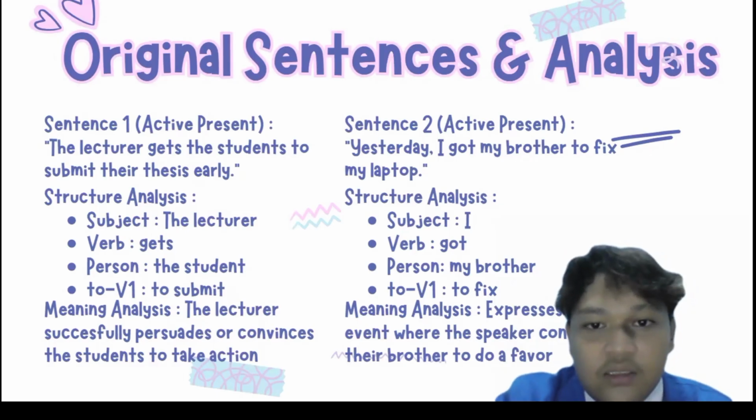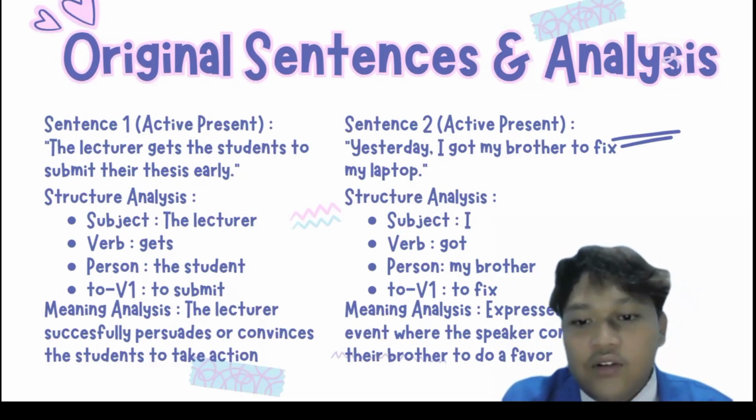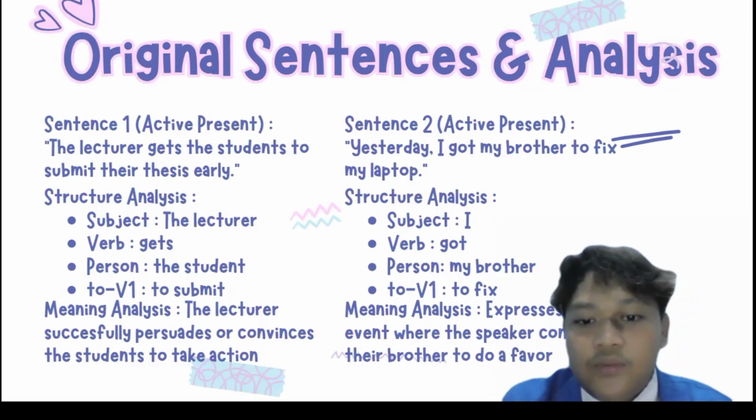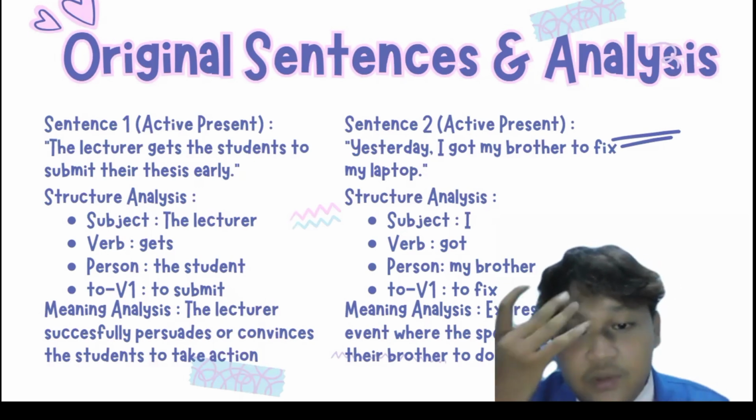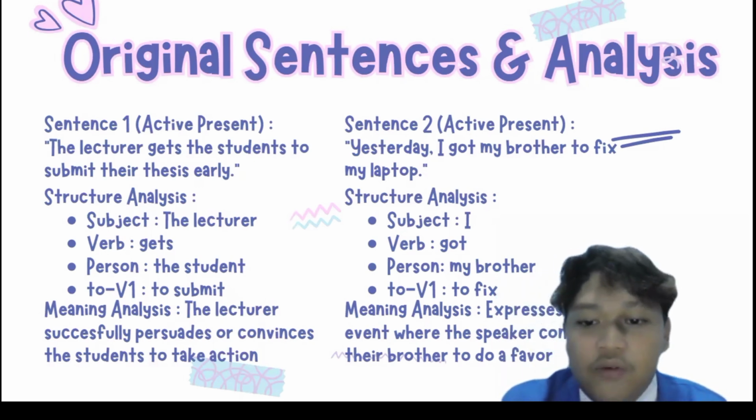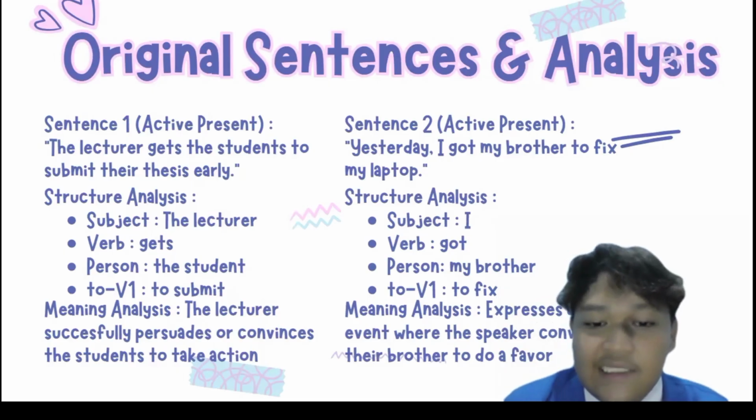And my second sentence is in the past tense. Yesterday, I got my brother to fix my laptop. Here, got is followed by the person, my brother, and to fix. And this means I managed to persuade my brother to do a favor for me yesterday.